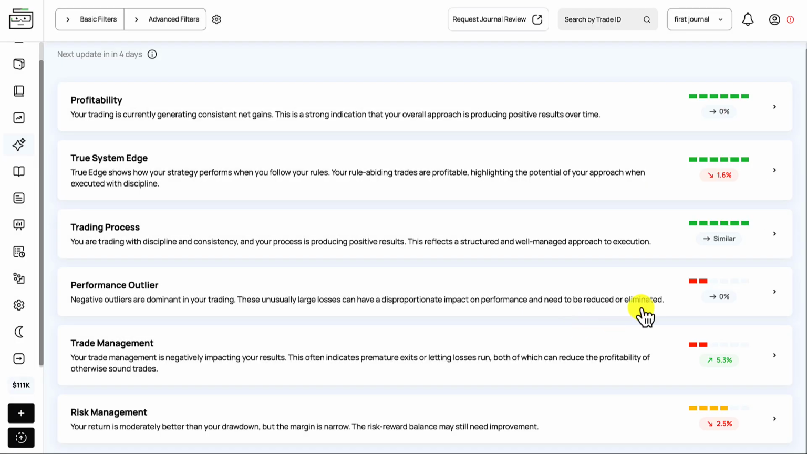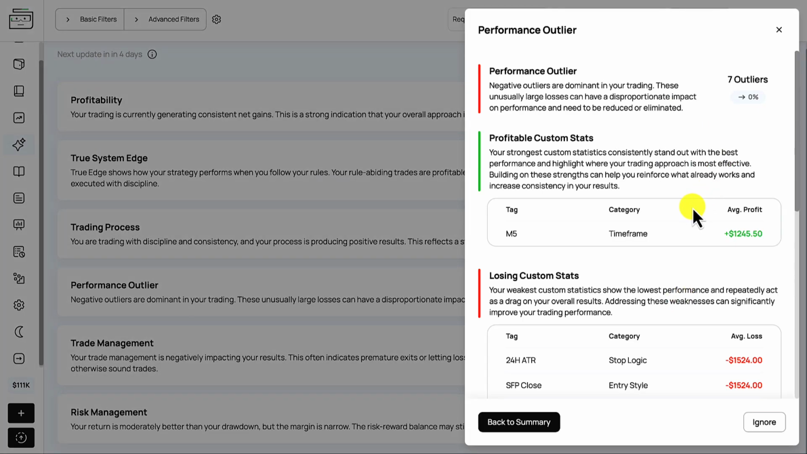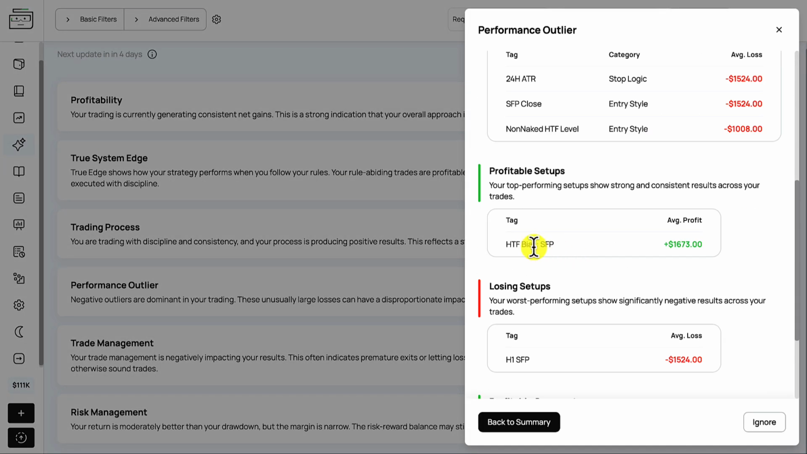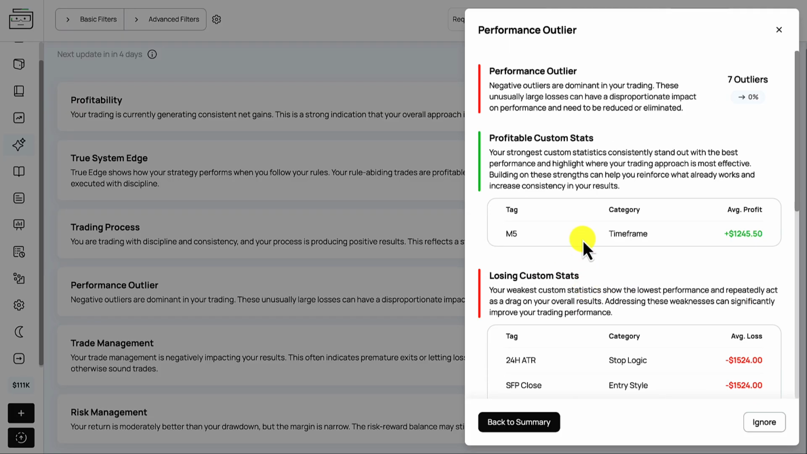Let's look at the performance outlier, because this is the last red section of the Edgefinder. And what we do here is we look at custom statistics, we look at your trading setups, and also at your comments. And it is called outlier because we are looking here for tags and comments that really stand out, that are significantly larger than your average comment.